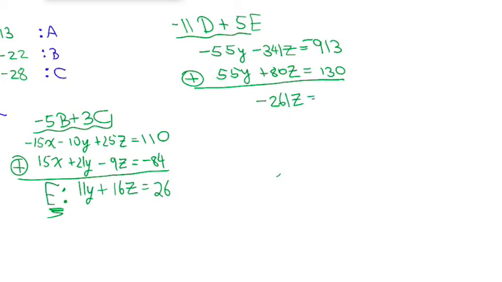261Z is equal to negative 783, and I hope that 261 goes into 783. So what's 783 divided by 261? 3. Isn't that cool? All those big numbers, all that for one of them, and you get 3.